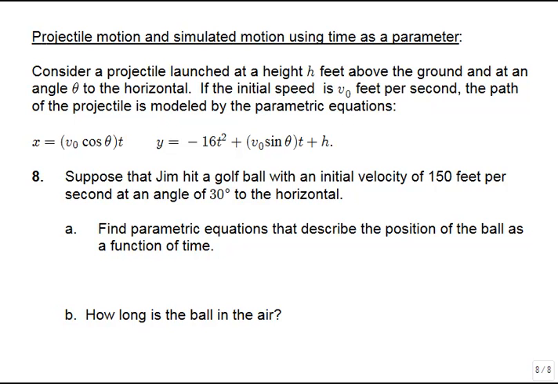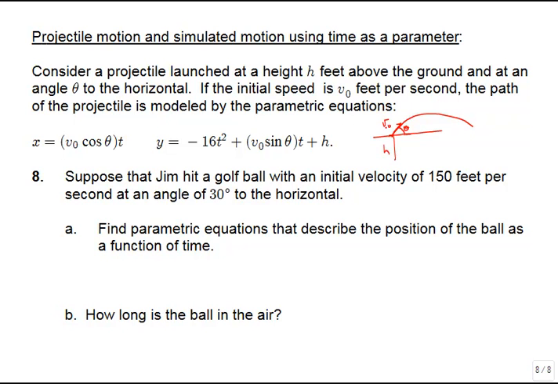One of the most important applications of parametric equations is in the idea of projectile motion and simulated motion using time as a parameter. So consider a projectile being launched at a height h feet above the ground and at an angle theta to the horizontal. So you might have some object that's h feet off the ground and being shot up into the air like this, where if we considered this horizontal out here, this angle is our theta, and it's going to be launched with some initial speed called v sub 0, and that would be feet per second.